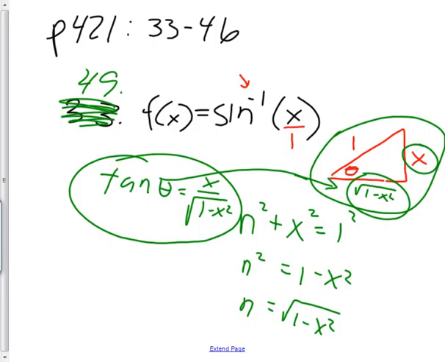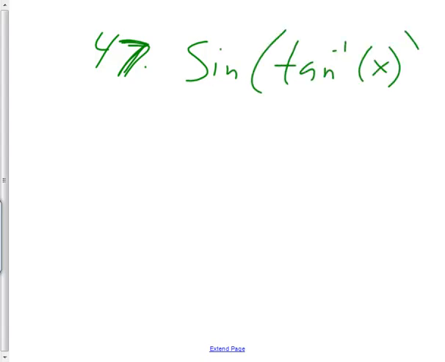Problem 47 is what we were really going to start with for today. So find some room to do problem 47. And it says it in a little different way. It says sine of inverse tangent of x. I've tried to repeat this so many times that you will know it automatically. Where do you start in a problem like this?